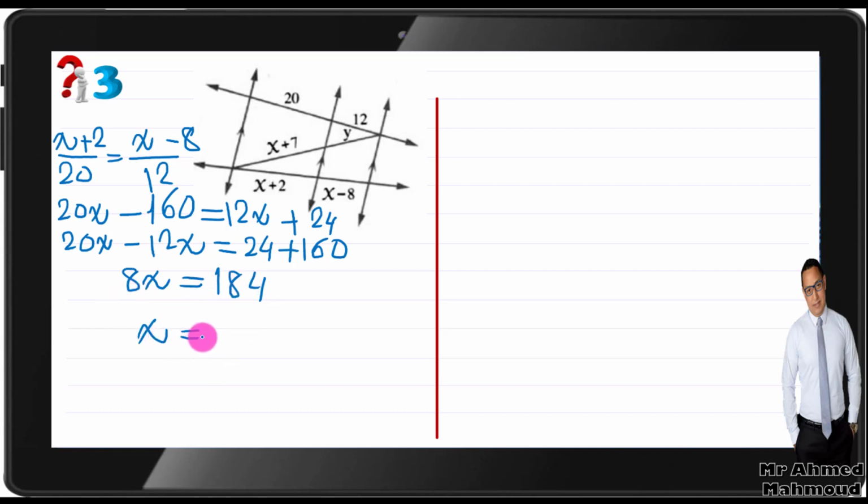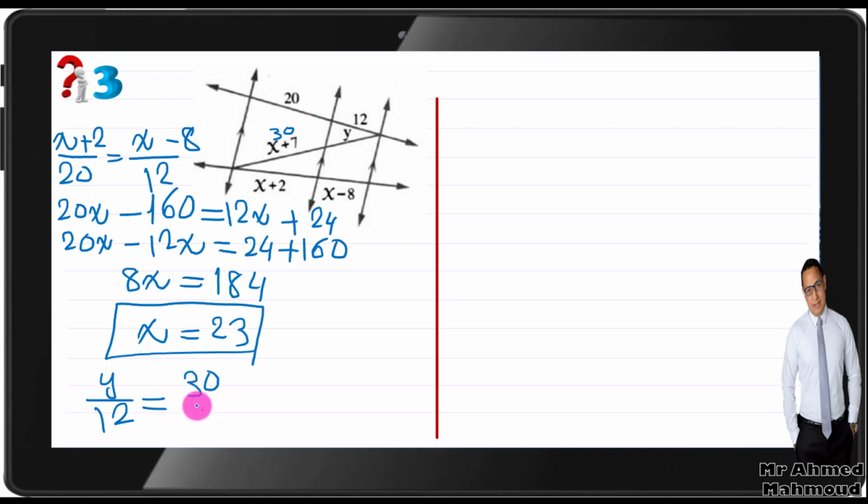184 over 8 equals 23. So x equals 23. Here 23 plus 7 equals 30. So y over 12 equals 30 over 20. So y equals 12 times 30 over 20, which equals 18. So y equals 18.